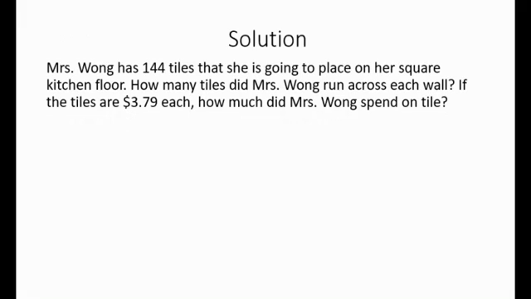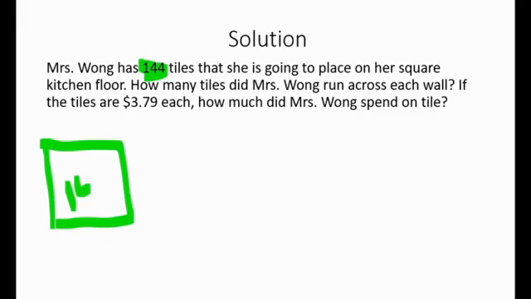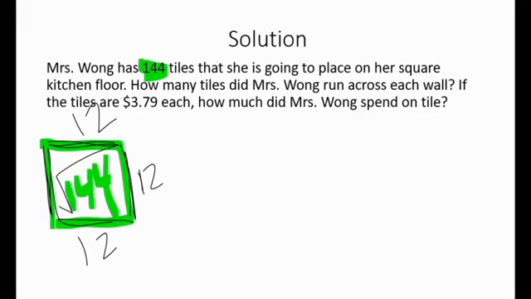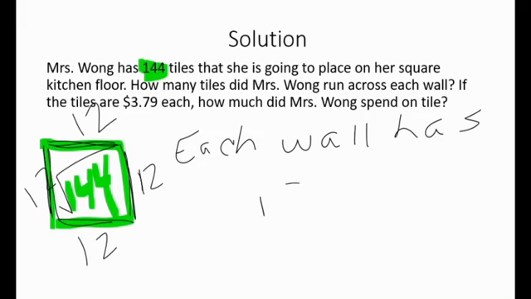So Mrs. Wong has 144 tiles. So that's a key piece of information. We know her kitchen floor is square. So I'm going to draw a square. And I know it's 144 tiles inside. So if I want to know how many tiles are along each wall, I would have to know what the side lengths are. So if I know that the whole entire unit is 144, I know the square root of 144 is equal to 12. So I know each wall has 12 tiles running along it. That answers the first part, or the first question.